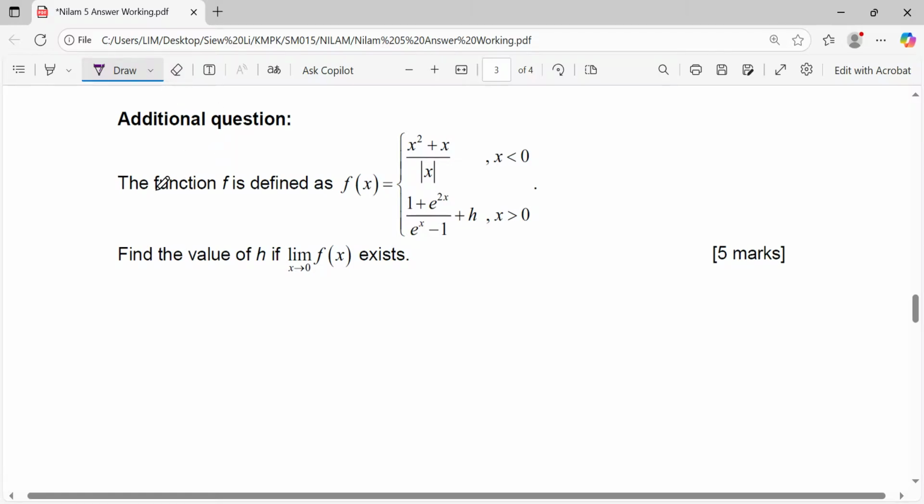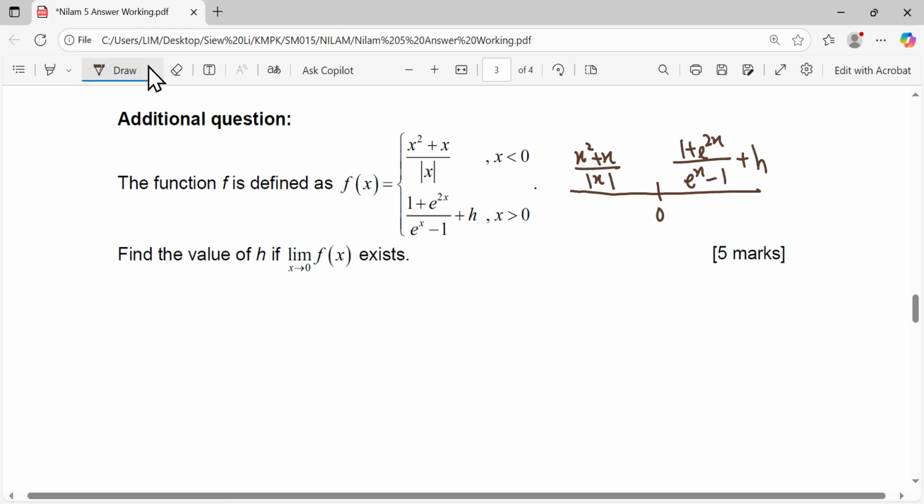Hi everyone, for this question you see the function is defined here as a piecewise function and we need to find the value of h if the condition here is that the limit when x approaches 0 of the function exists. When we get a piecewise function, first of all we draw the interval so that we know that for the domain less than 0 this is x squared over modulus x. More than 0, the function is 1 plus e^2x over e^x minus 1 plus h.